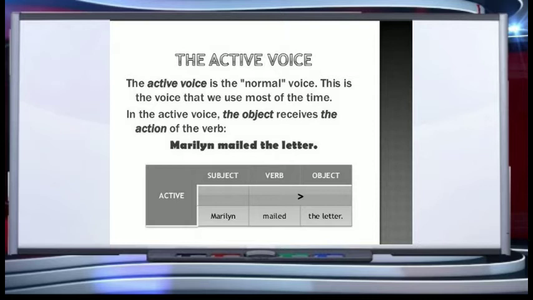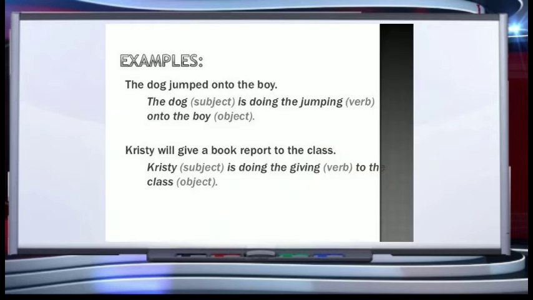In this particular sentence, Marlon is the subject, mailed is the verb, and what did she mail? Marlon mailed what? The letter. The letter is the object. So, the subject is doing the action on the object. Marlon mailed the letter. Such a sentence where the subject is the doer of the action is said to be in the active voice.